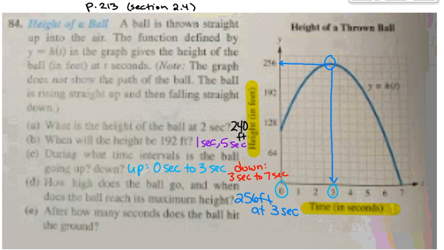Okay, and then the last part, after how many seconds does the ball hit the ground? Okay, so here it is hitting the ground. What's the time? 7. So the answer to that would be 7 seconds.